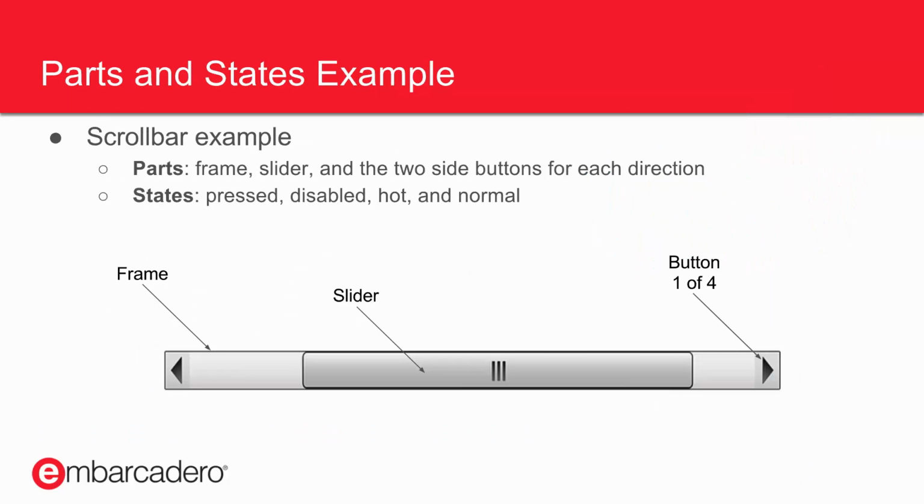So this is an example of the parts and states. The scroll bar has different parts here. It has the frame, then there's the slider, and then there's 4 different buttons. And those buttons, there's a left button, a right button, an up button, and a down button. And then there's different states for those.